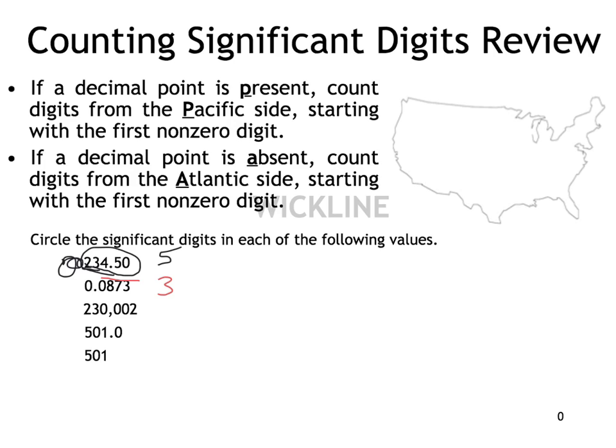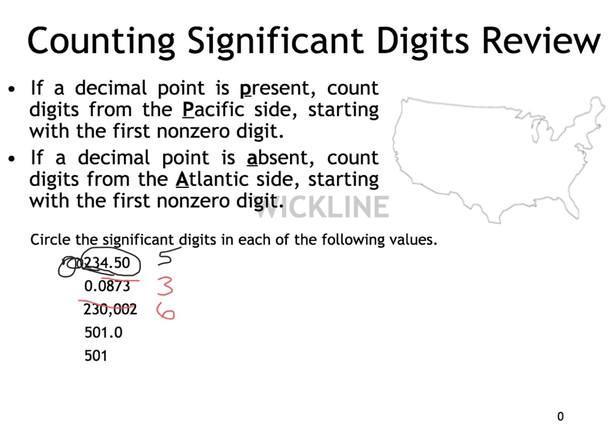If the decimal point's absent, like in this number, then you start on the Atlantic side, which is over here, with the first non-zero digit. That's actually this 2, and I'll count until the end. So that's really all of the digits. So that is 6 digits.